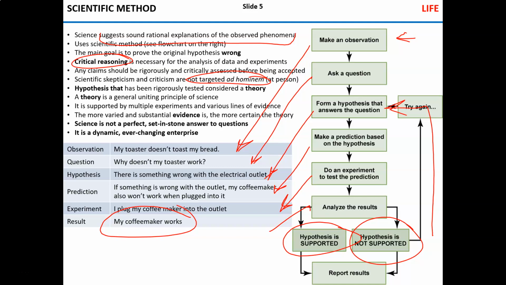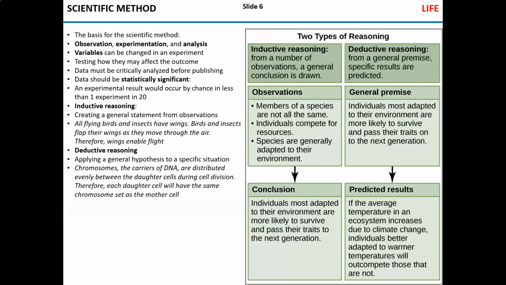But remember, science is not a set-in-stone endeavor. Evolutionary theory was developing over hundreds of years. Theory of relativity has been proven multiple times, and it was developing over time. Quantum theory keeps on developing right now. So it's an ever-changing, dynamic enterprise.